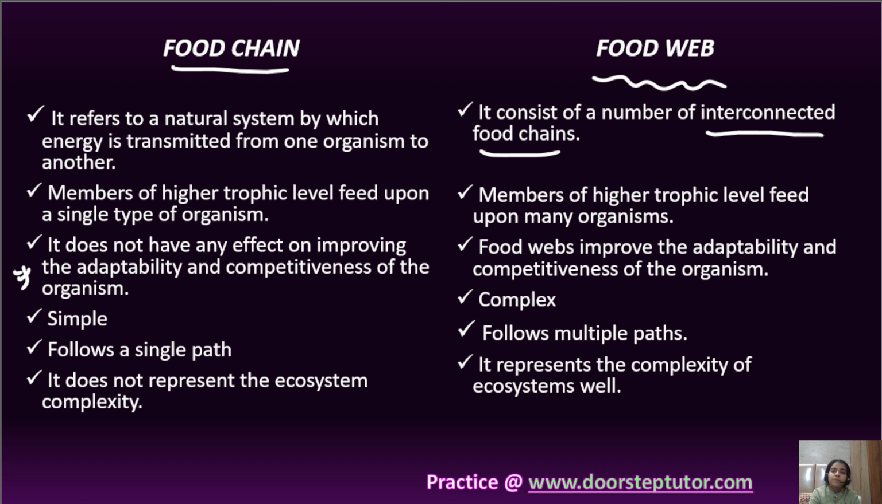Suppose the grass is eaten by a grasshopper, then later on that grasshopper is eaten by the frog. Now it may be possible, if the number of grasshoppers is less, that the frog can eat some other organism. So it is not only dependent on the grasshopper; it can eat some other kind of insect. That's why in case of a food web, it improves the adaptability and competitiveness as well.